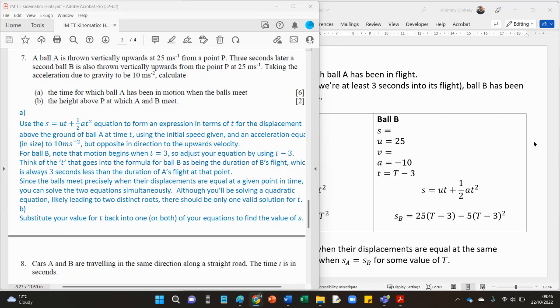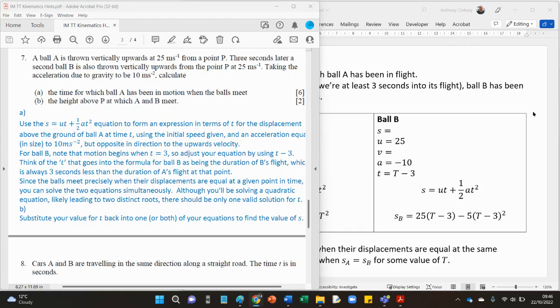This is questions 7 and 8 from the Integral Maths topic test on kinematics. With question 7, we have a ball thrown vertically upwards with a particular speed from a particular point, and then 3 seconds later, a second ball thrown vertically upwards from the same point with the same speed. So the only difference is the 3-second delay. We're told we can use acceleration as 10 meters per second squared.